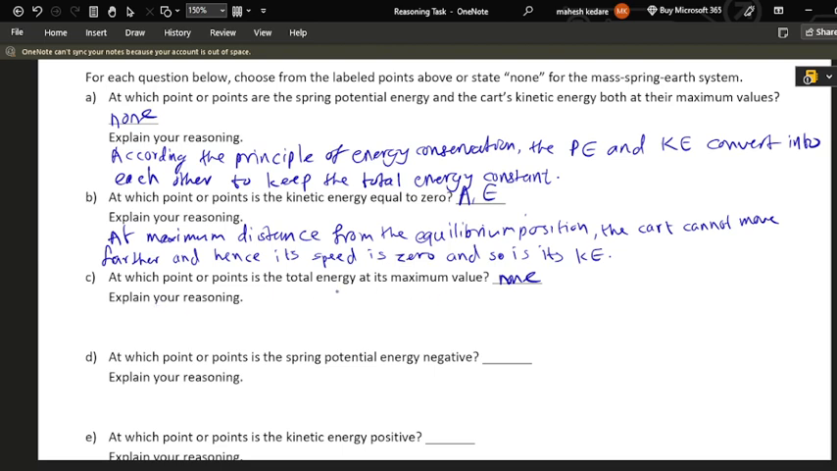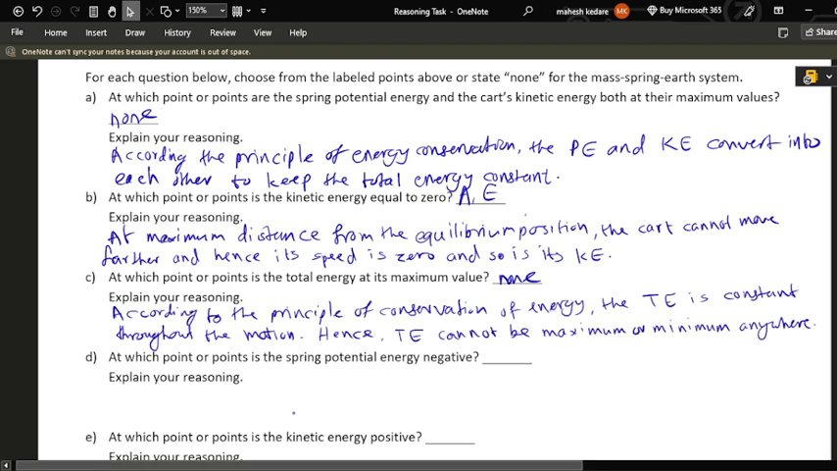We explain the fact that the total energy is not maximum anywhere like this. The reason is that according to the principle of conservation of energy, the total energy is constant throughout the motion. And hence total energy cannot be maximum or minimum anywhere.